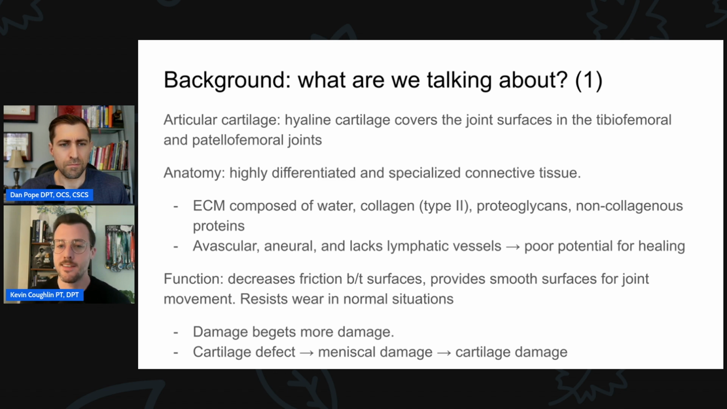Hyaline cartilage is a highly differentiated and specialized connective tissue. Its extracellular matrix is composed of water, mainly type 2 collagen, proteoglycans, and non-collagenous proteins. It is avascular and aneural, so it doesn't have a great potential for healing. And that's kind of the problem we see with this: once it gets damaged, it doesn't do a great job of healing. And depending on the grade of the damage, that's when we might think surgery is indicated. The thing is too, because it's avascular and aneural, it doesn't have pain receptors. So oftentimes these are asymptomatic.